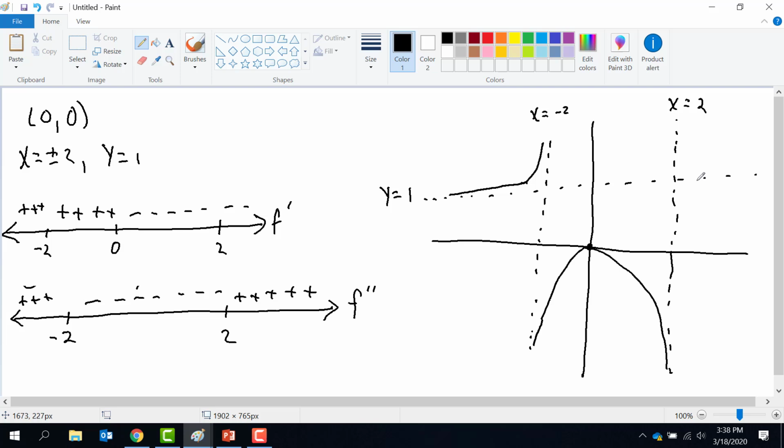We never crossed the horizontal asymptote, so we can't be below it. So we have to be up here. And so then going up towards positive infinity. And as we come down, then we have to be going towards y equals 1. And so there's your graph.